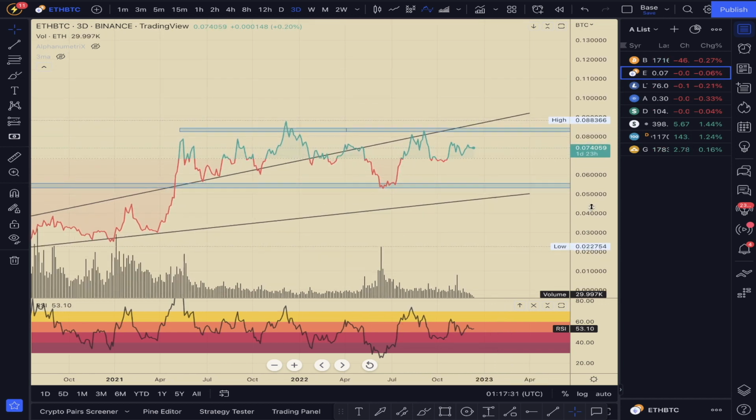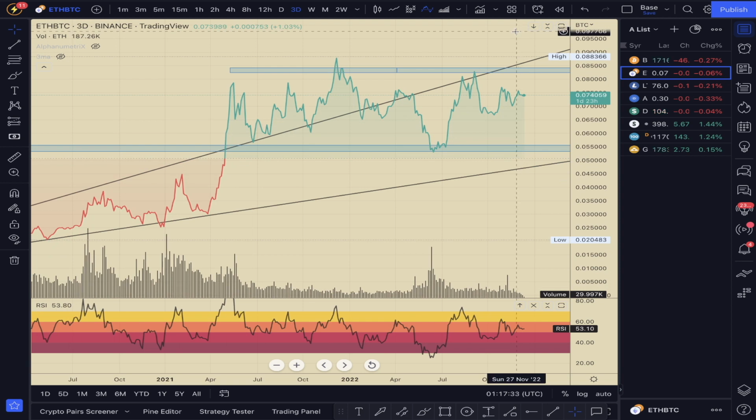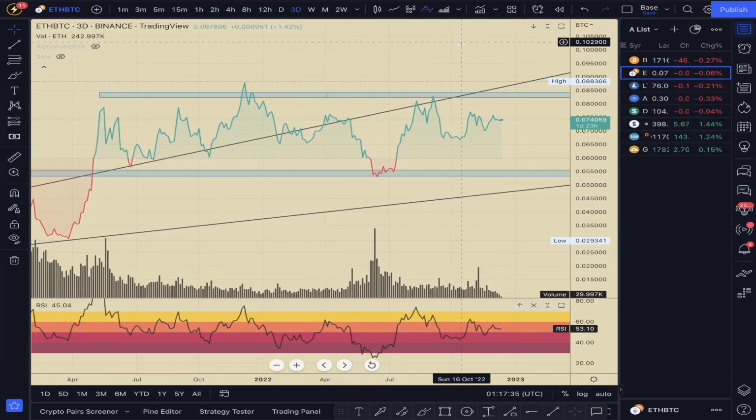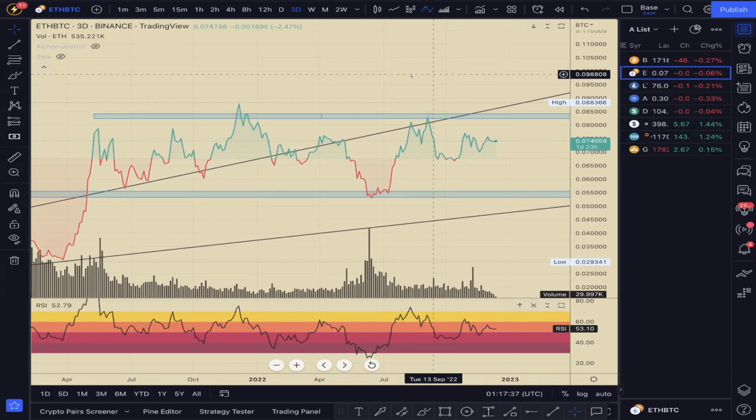So you can see here, this entire consolidation, we're just chopping. Sometimes we're oversold, sometimes we're overbought, oversold, overbought, oversold, but we're range bound. So to me, what this means is it doesn't matter if you're investing in Ethereum, and it doesn't matter if you're investing in Bitcoin, because over a longer time horizon, the gains are the same, the performance is the same.